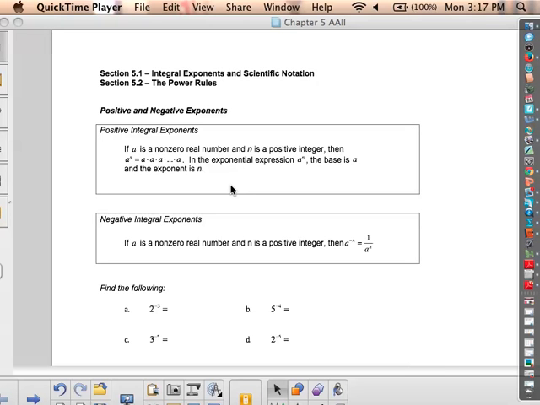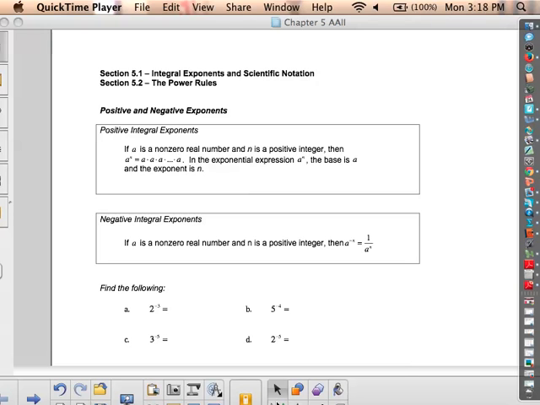Okay, let's start the section 5.1 and 5.2 video lesson for tonight. This should be primarily a review. It's all about integral exponents and scientific notation and some of the power rules. We're going to do those two sections all at once, and then tomorrow in class we'll do the bookwork.